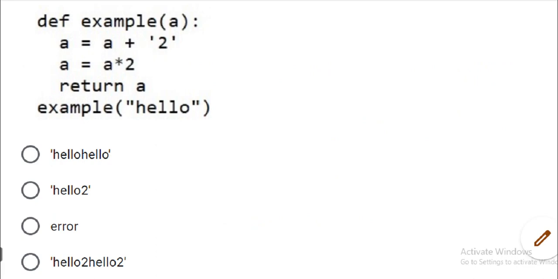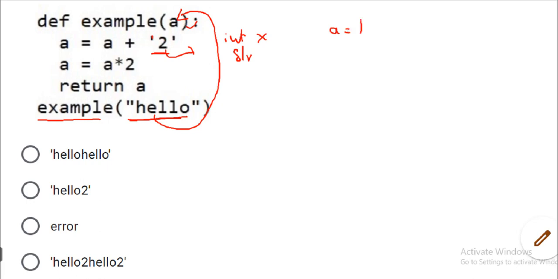The next question is: define a function. The name of the function is example A. Now A is equal to A plus, he is adding a string. Whenever you write something within quotes, that becomes a string. Here it is not an integer. Now A is equal to A star 2. Now return. So he is passing a string, hello, to the function. So now A is equal to hello.